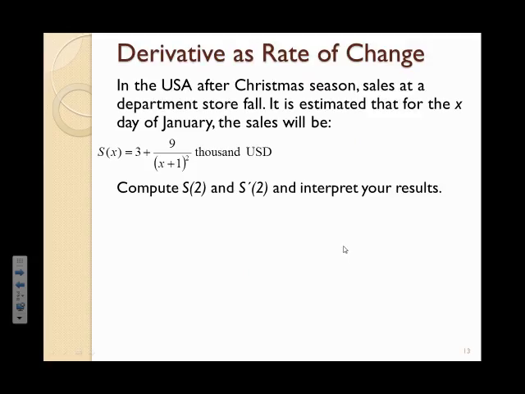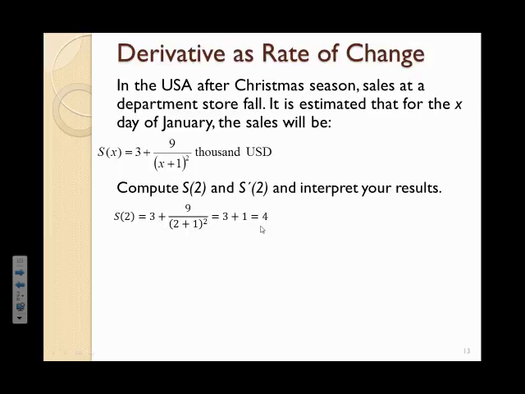Now, in trying to work on an application of this, we're looking at sales in the U.S. after Christmas at a department store, and it's estimated that for the x-th day of January, the first day of January, the second day of January, sales will be, and it gives you the function s of x. Compute s of 2 and s prime of 2 and interpret your results. Well, to find s of 2, it's not too difficult. We're just going to put a 2 in for x, do an s of 2, and when we plug that in, we get 4.